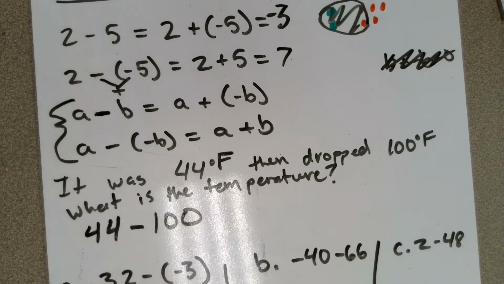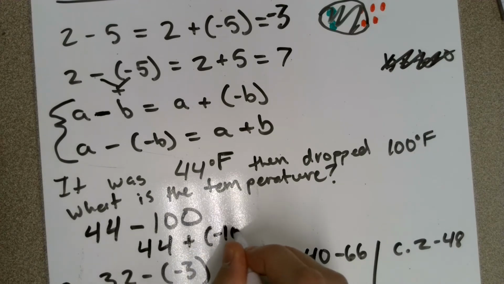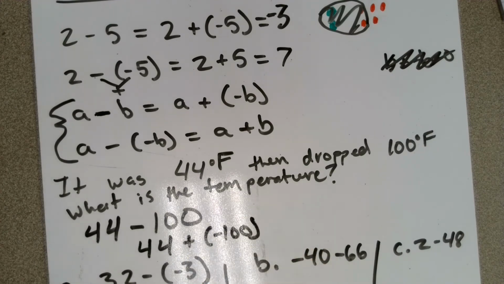What is its temperature? There's a few different ways we could do this. If we wanted to, we could add the opposite. That would look like this: 44 plus negative 100. Now that doesn't really help me think about this one at all. It might help for some, for this example. I don't think that's too helpful.